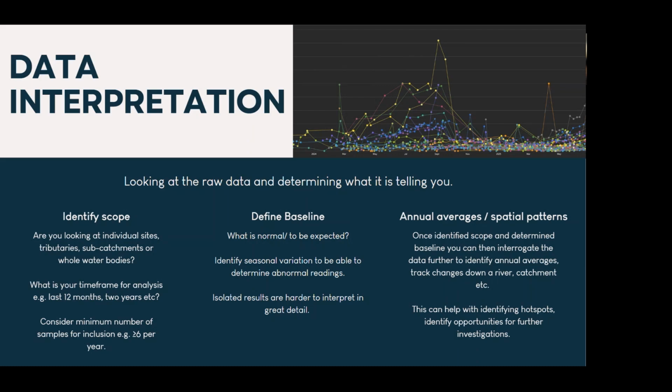Which, yeah, once you've got that baseline, then you've got this opportunity for doing annual averages. But then you can interrogate further down again to track changes down a river or within a catchment. And this can be really good for identifying hotspots or where you've got potential opportunities for further investigation. So it might be that it identifies areas that you can then develop an adaptive monitoring plan to reassess where you actually sample.